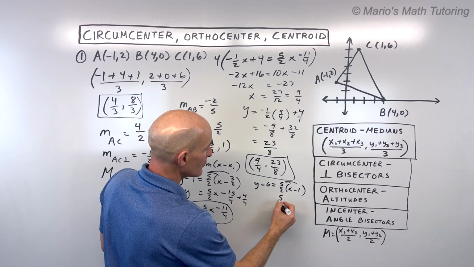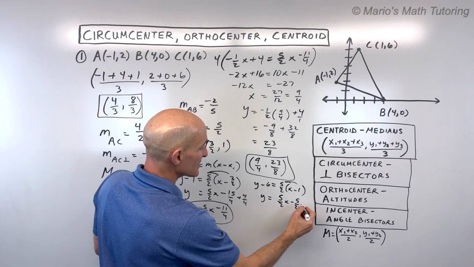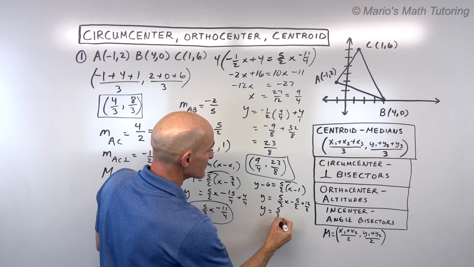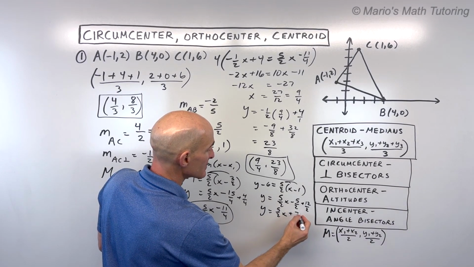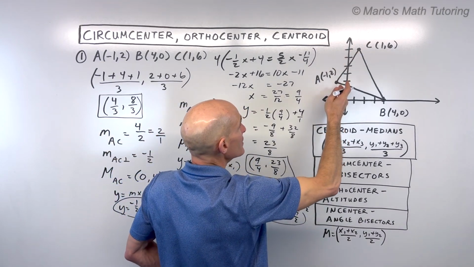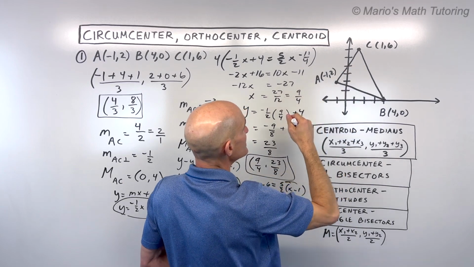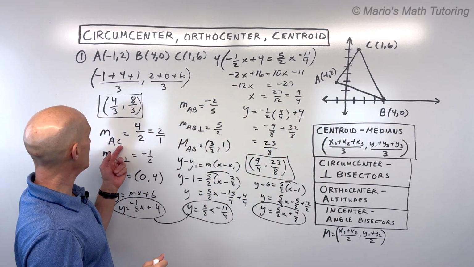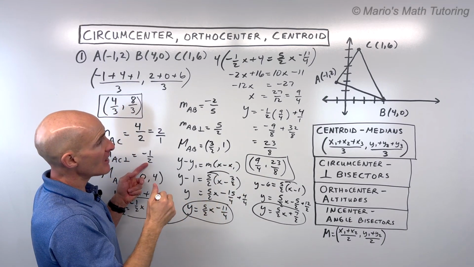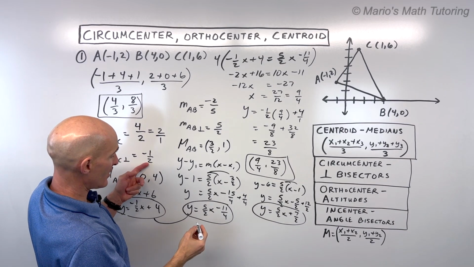Okay, let's rewrite this a little bit. Let's distribute. We've got 5/2 x minus 5/2. Let's add the 6 to the other side. That's 12/2. And so now we get y equals 5/2 x plus 7/2. Okay, now that's the equation of this altitude here. Let's go ahead and find the altitude from B to AC. Now we already know the slope of AC, it's 2. The perpendicular slope is going to be negative 1/2. And we know it's going to go through this point 4 comma 0. So let's write that equation. We're running out of space.